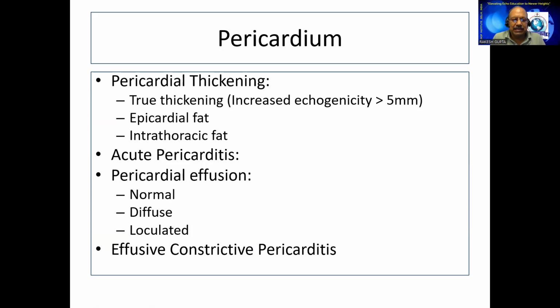Now let's come down to it one by one. What is pericardial thickening? What is epicardial fat? What is intrathoracic fat? Then comes acute pericarditis. What is acute pericarditis? Then comes pericardial effusion. What is normal? What is diffuse? What is localized or loculated? And last, what is effusive constrictive pericarditis? And a couple of answers between constrictive versus restrictive pericarditis and restrictive cardiomyopathy. That's what we are going to discuss over the next approximately 1 hour.